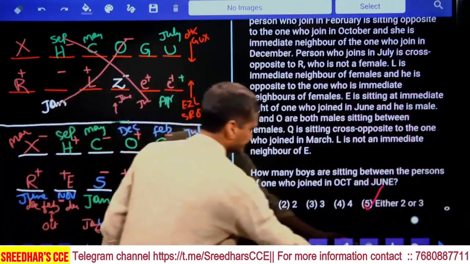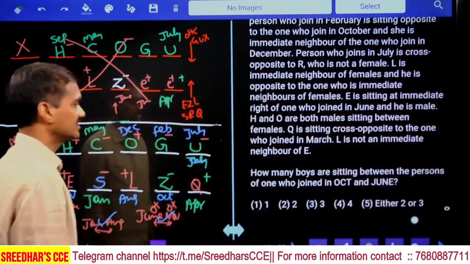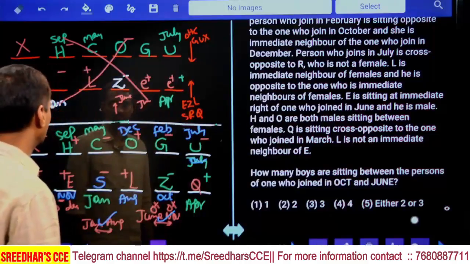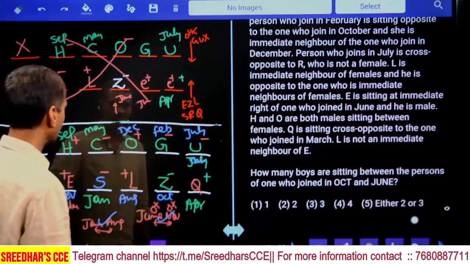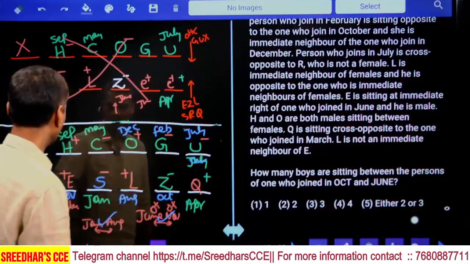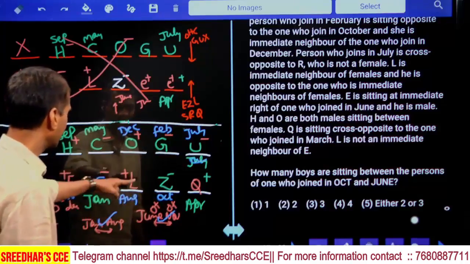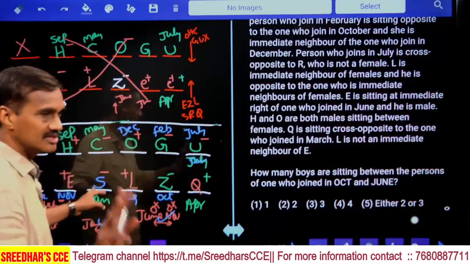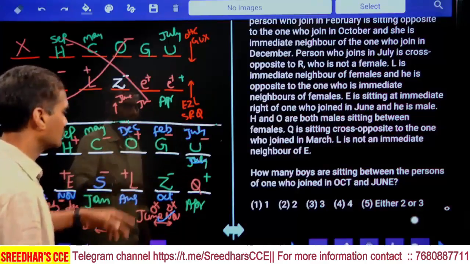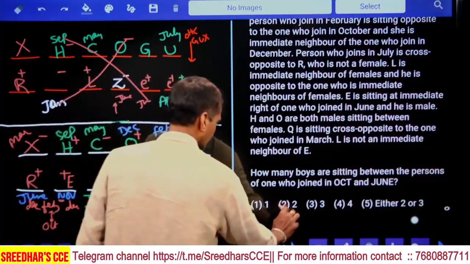Then 20th. How many boys are sitting between the persons who joined in October and June? How many boys are between October and June? October here, June here. Between these two, how many boys? There are only 2 boys. As for how many members, 3 members were sitting. But as boys, there are 2 boys. 2 boys, that is choice 2.